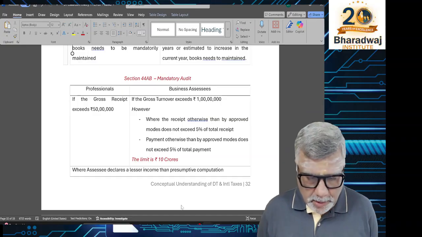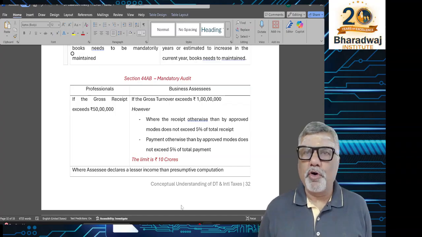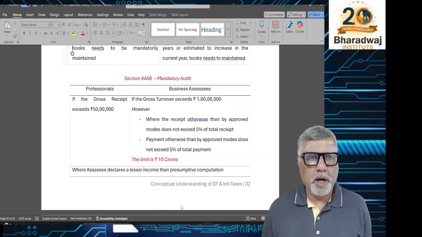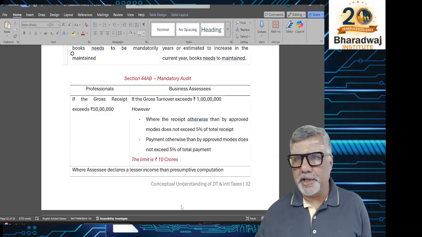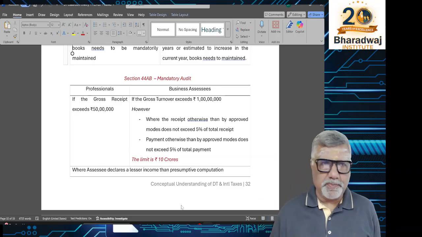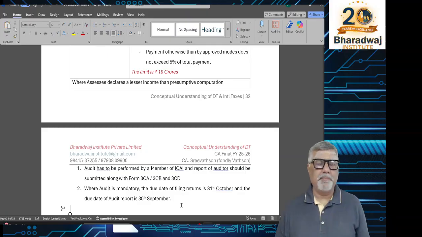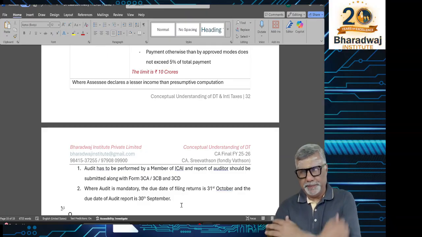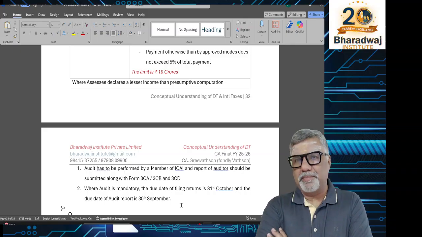Now, repeating, this 44 is divided into two. One side is administrative provisions, two things, maintenance of books, but the most important is mandatory audit. Mandatory audit is a questionable area. Another side is presumptive computation on the basis of assumption. Income is computed on the basis of assumption. Okay, that is what these presumptive computation provisions are.